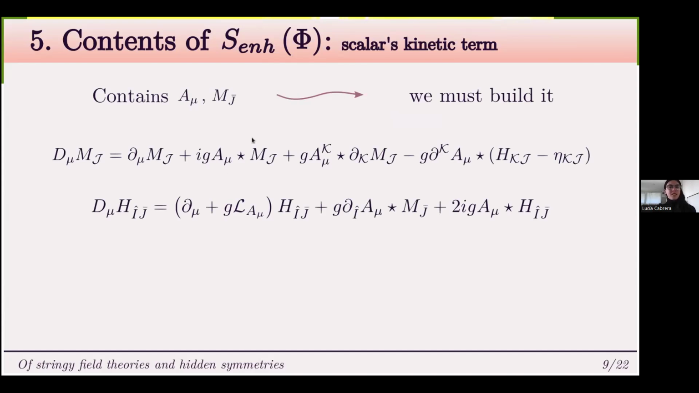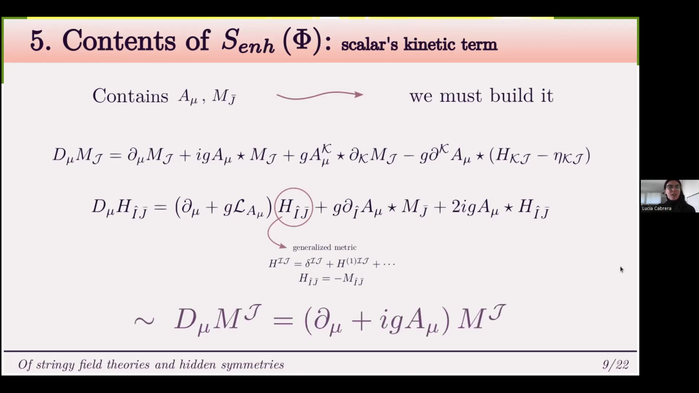And these are all in terms of the star product. We have the covariant derivative for the charged scalar field as well as that for the current scalar field, which is hidden kind of inside this generalized metric as the first correction to the constant term. And if we look at these expressions with some love, let's say, we can see that they sort of have the structure of a typical covariant derivative.